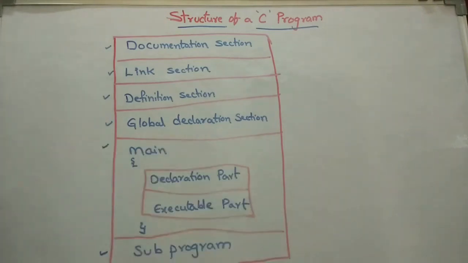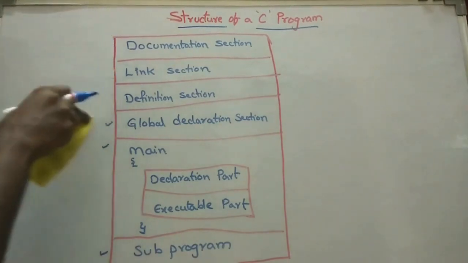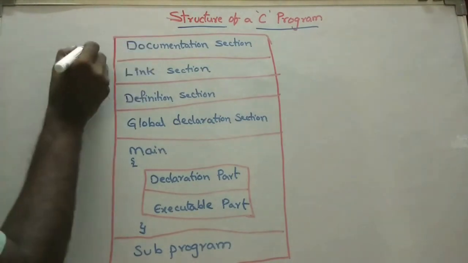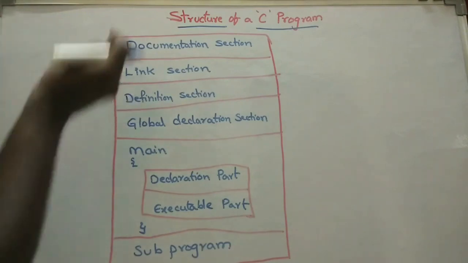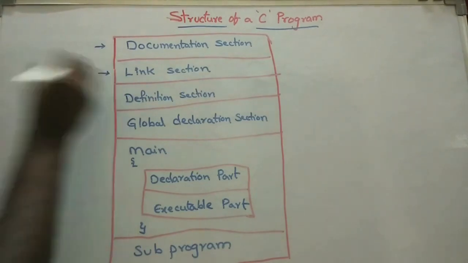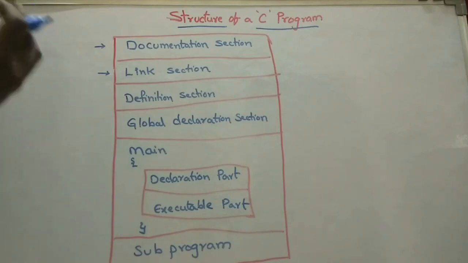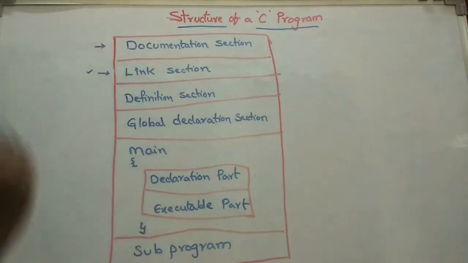The need of the documentation section is to give some description about your program. You know what is meant by documentation: we can give some documentation about your program. And what is the need of the link section? By using the link section, we include some header files as well as some libraries which are necessary for successful execution of your program.